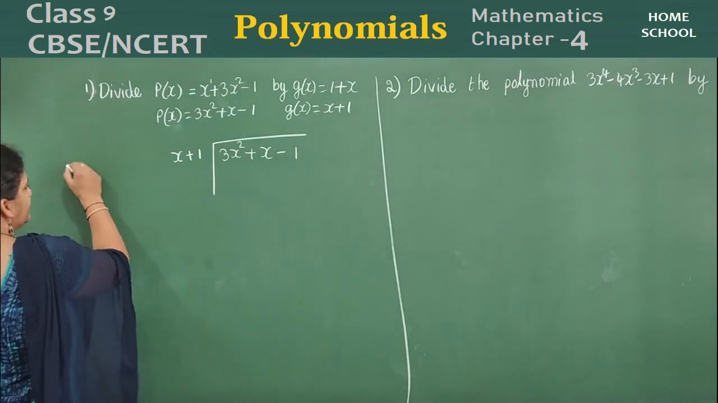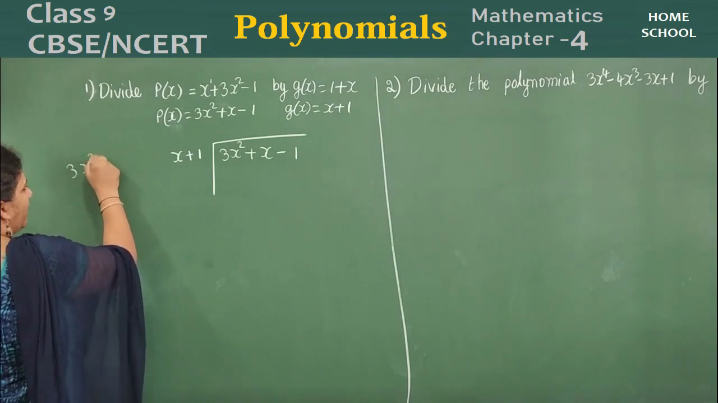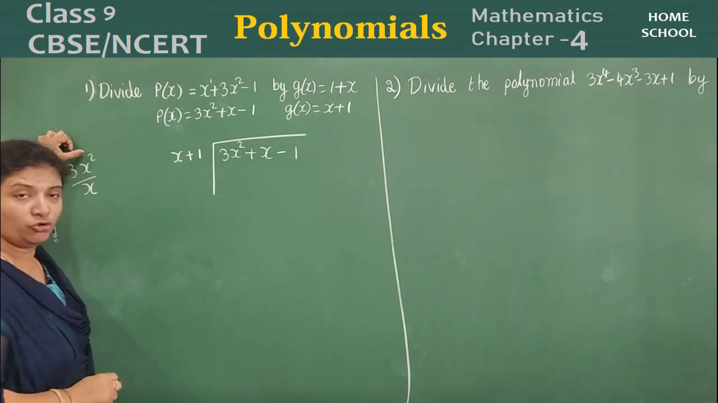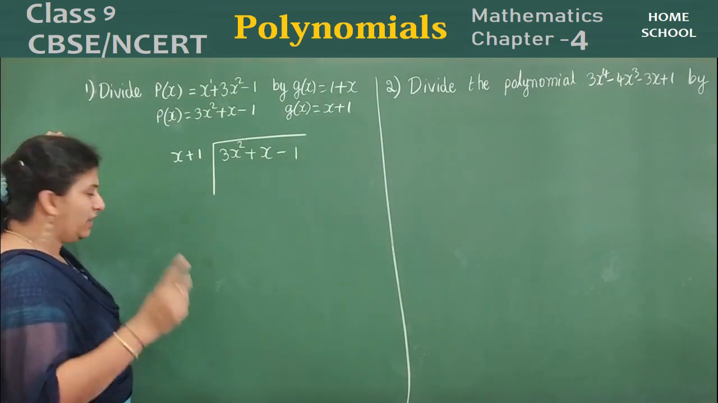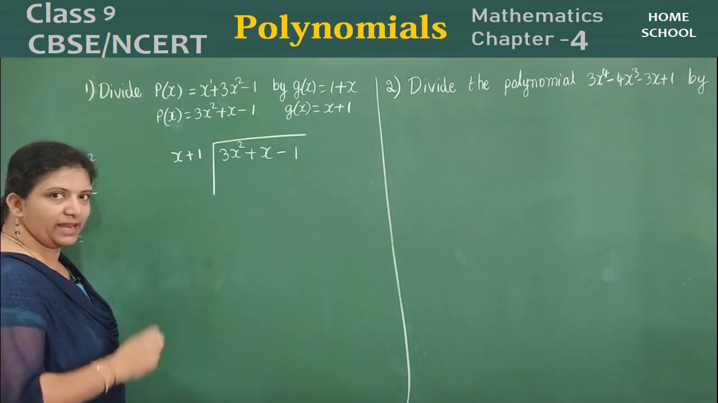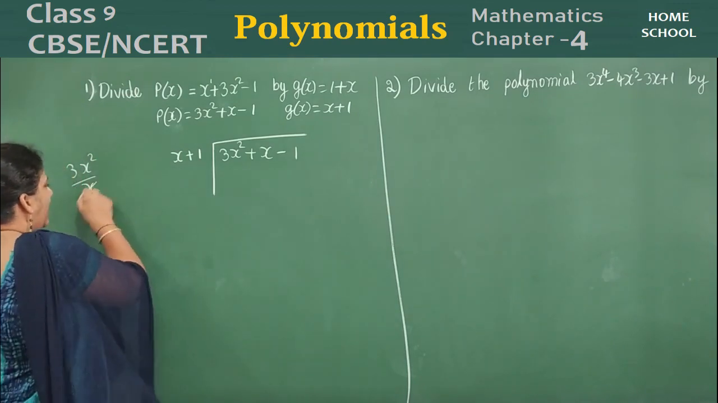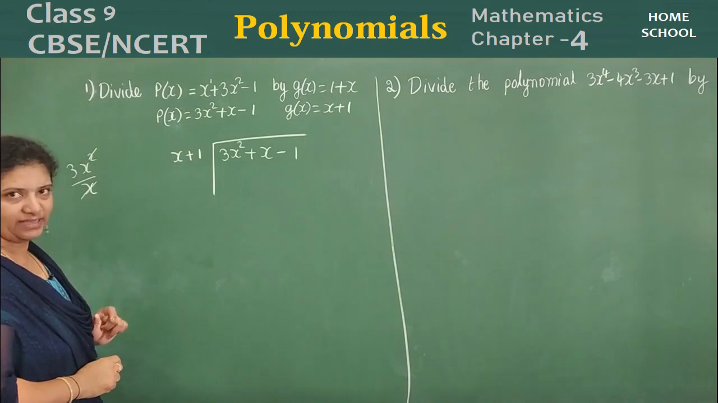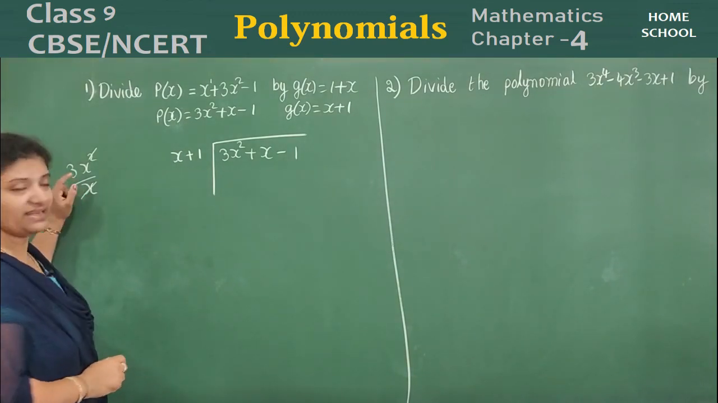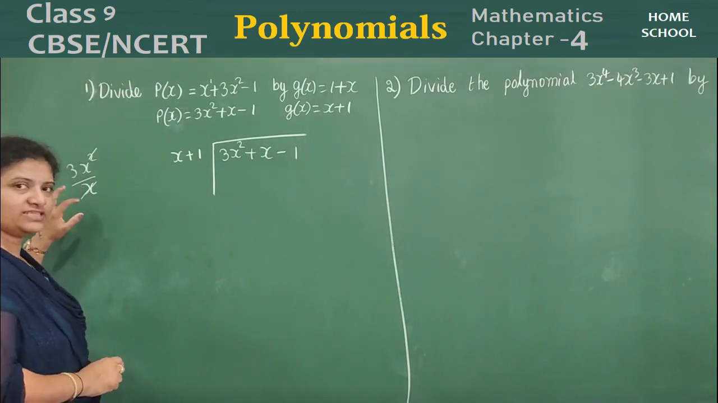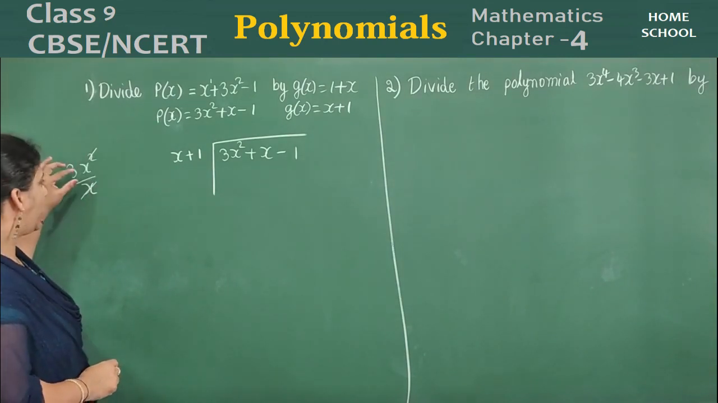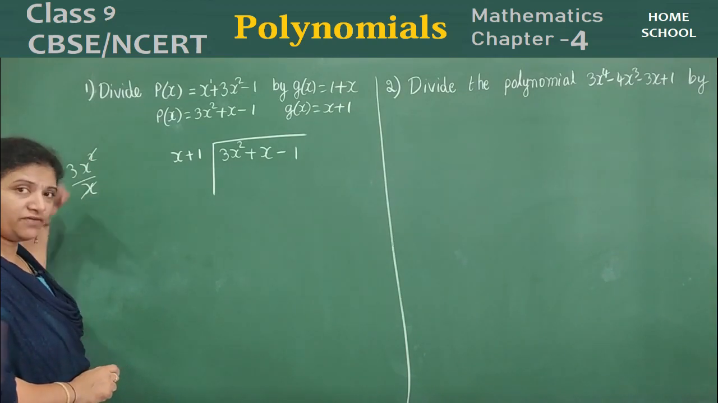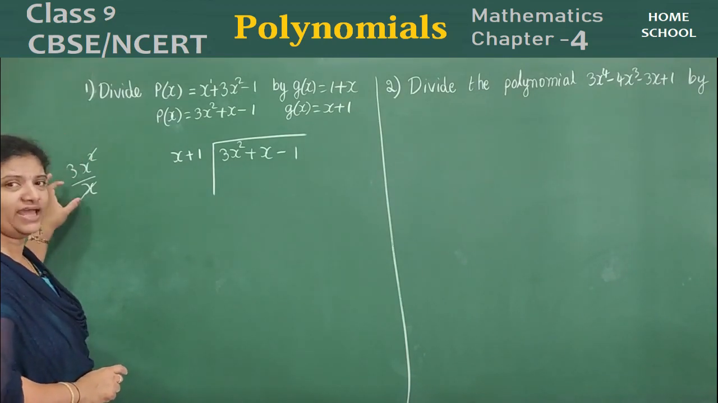So let me do this side. 3x square by x. It will be how much? Here x power 2 means 2x will be there. By x means 1x can be cancelled. So if 1x is cancelled, what is left here? 3x. So never try to cancel your x, children. You just cancel power. When you have only x, then you can cancel x by x. Suppose if you have any power, you try to cancel power.